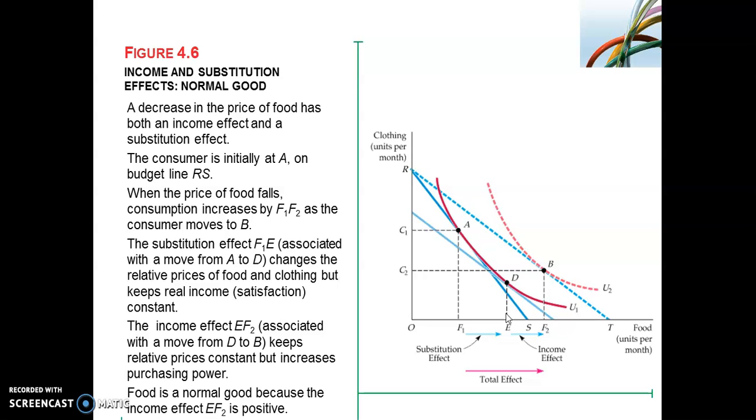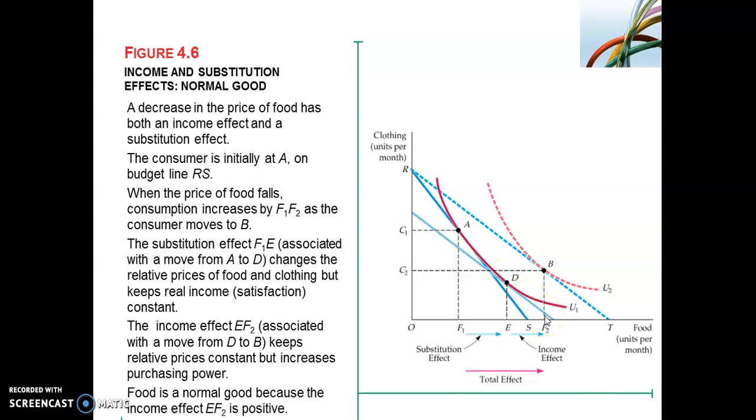So RT has a new slope reflecting the change in the relative prices. Now, since the imaginary budget line is parallel to RT, this will also reflect the change in relative prices. Now, to find the point where the imaginary budget line is tangent to U1, that is at point D. So all we needed to do is determine where our indifference curve U1 is tangent to this new or imaginary budget line.